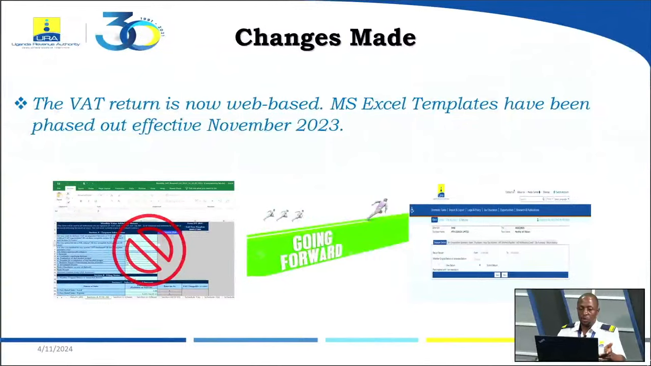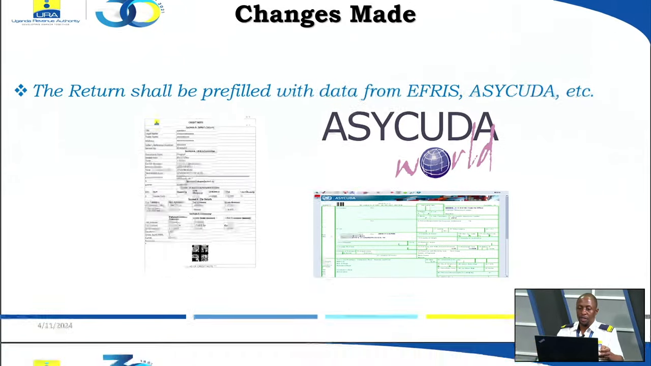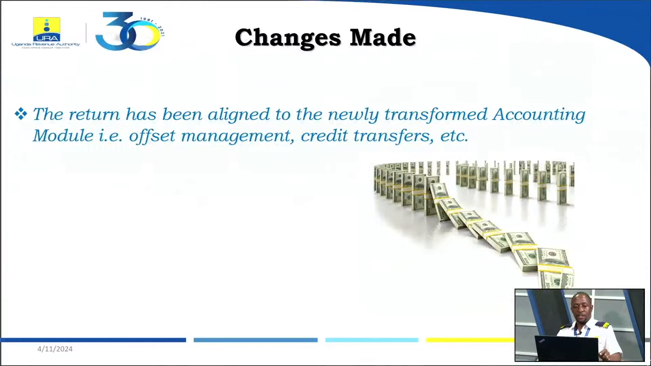And right now we are moving away from the MS Excel template, that is the Microsoft Excel, to a web-based return. And this was effective November 2023. Okay. So even your ASYCUDA information, that means when you import goods and you incur VAT, this VAT is picked automatically by the return and put within your section of the import, and that VAT will be reflected as your input.